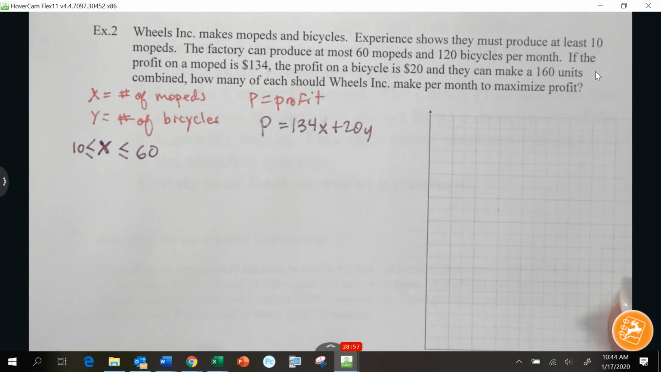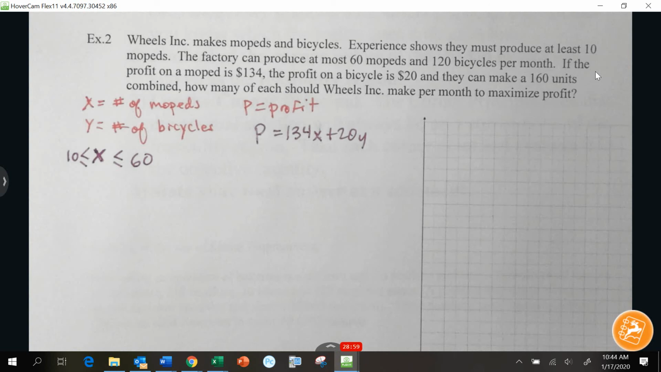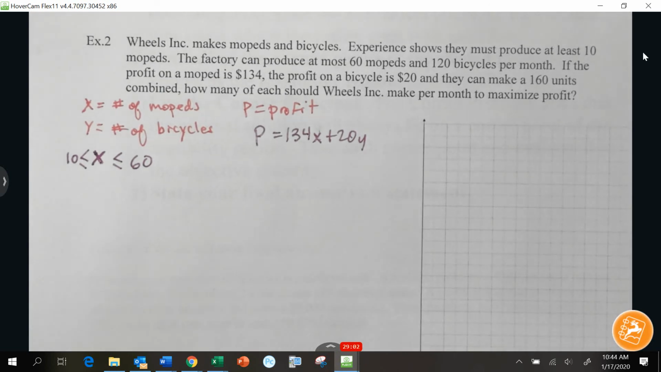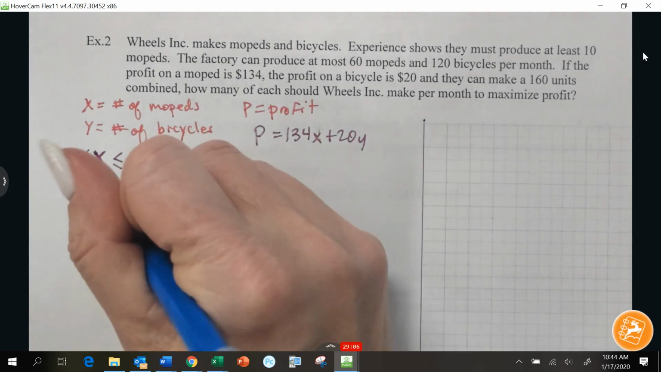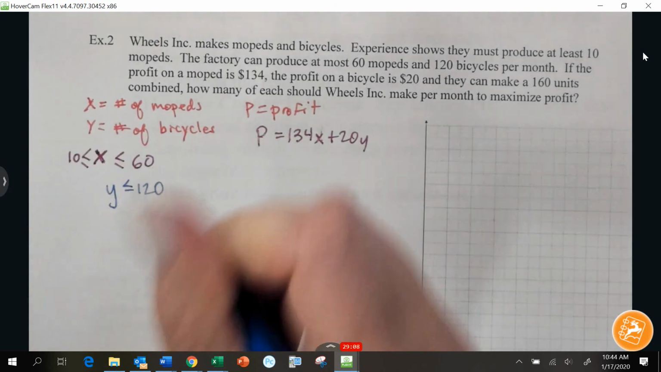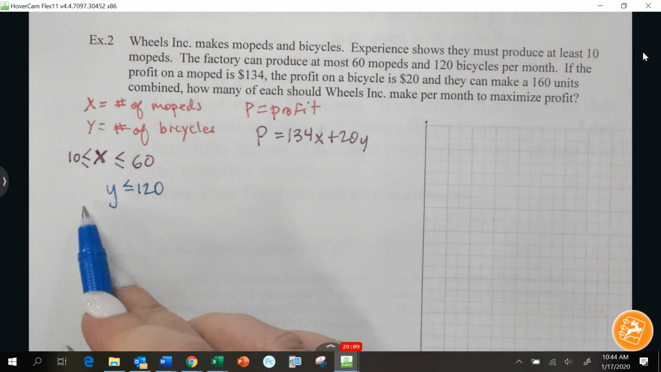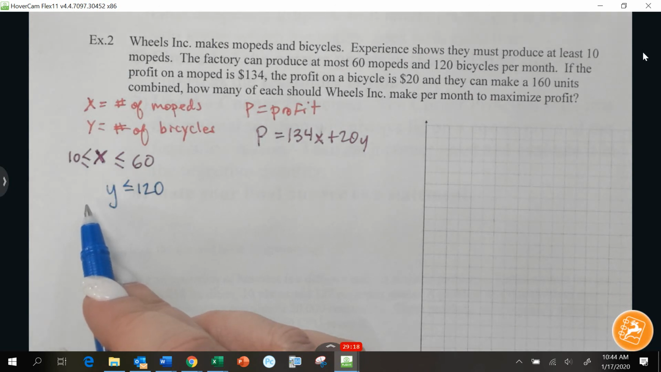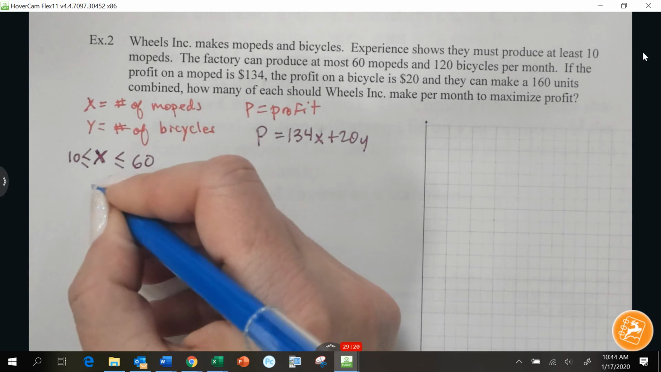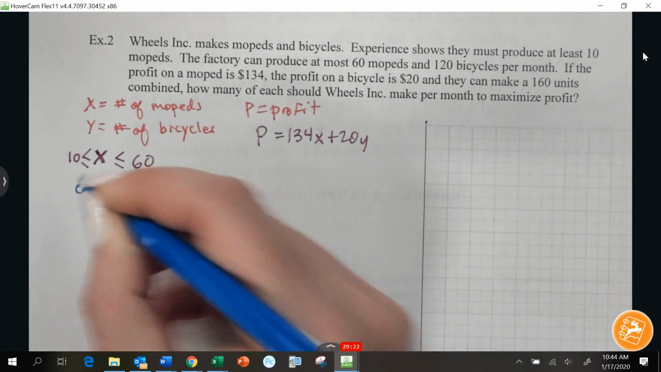Is there anything about the y values, the bicycles, that has something like that? It does have to be less than or equal to 120. What about a minimum for y? Minimum up there? No, but 0 is the minimum, right? They can't produce negative. So we will go ahead and put the 0 in there.